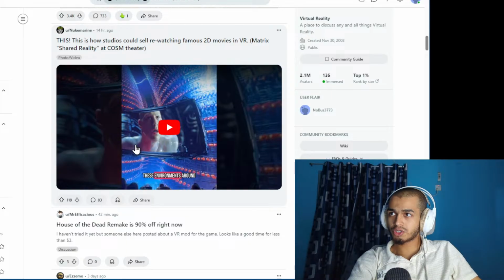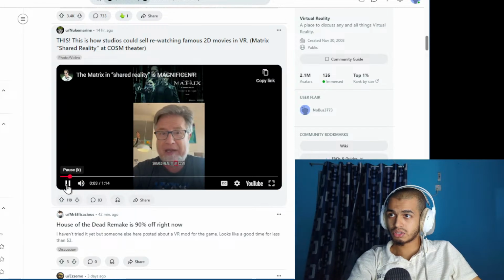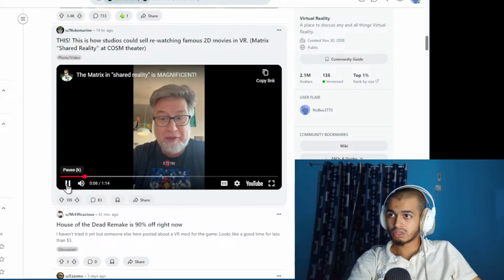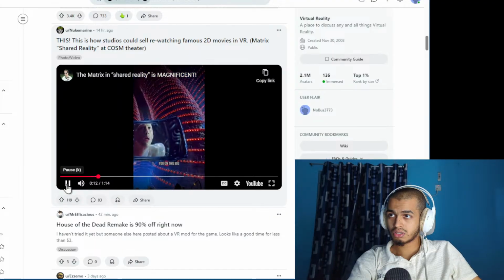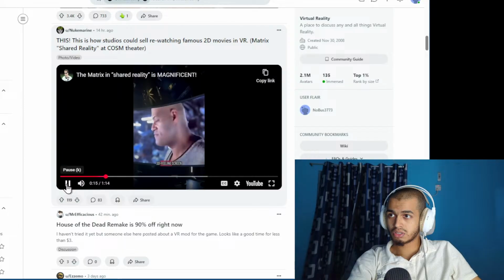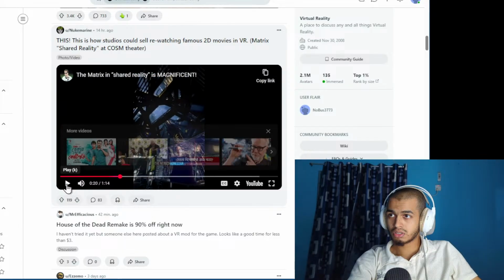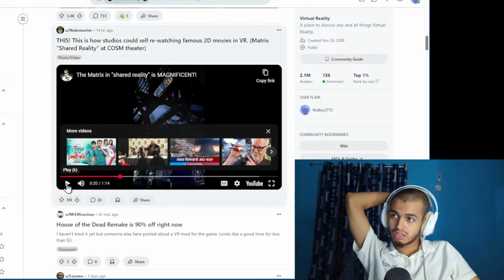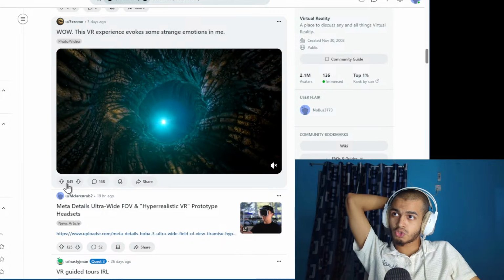This is how studios could sell via watching famous 2D movies in VR. Matrix. This weekend we went down to see Matrix in shared reality at Cosm, and I don't know how to describe it. I'm just going to have to show it to you. You're seeing the movie, but there's all these environments around you on this big, sort of very 3D feeling screen. So when you're in the Nebuchadnezzar, you look up and you're in the Nebuchadnezzar.